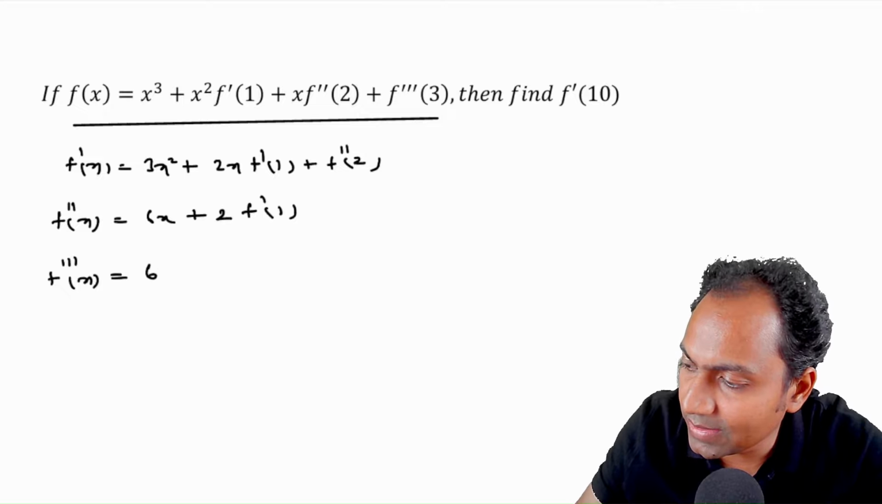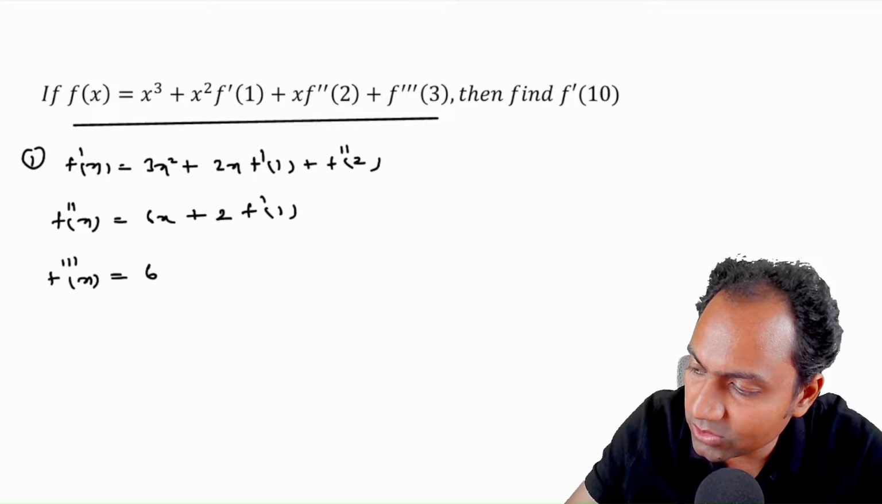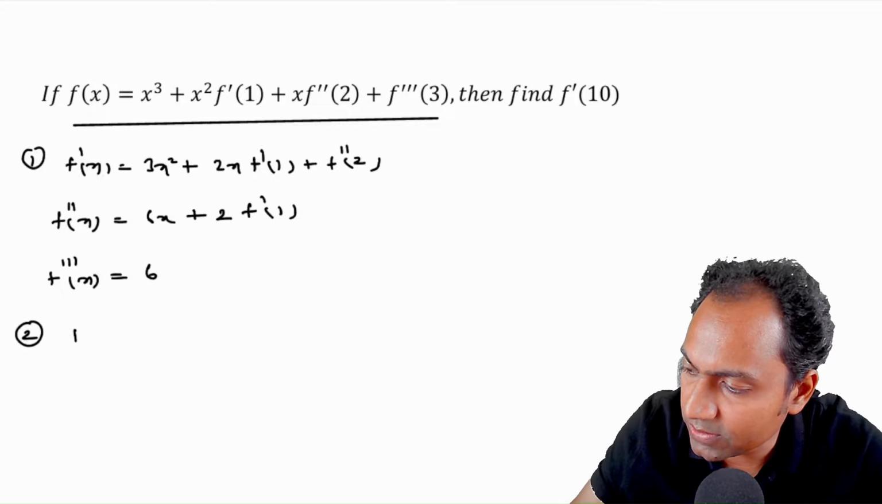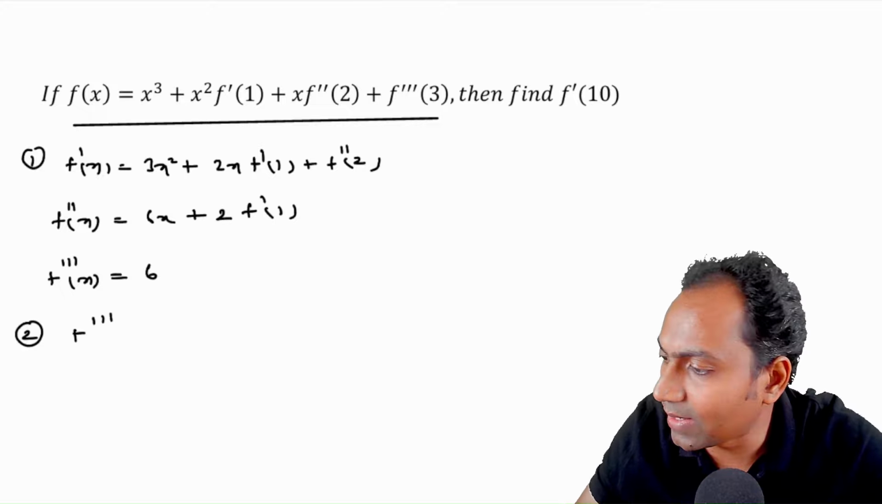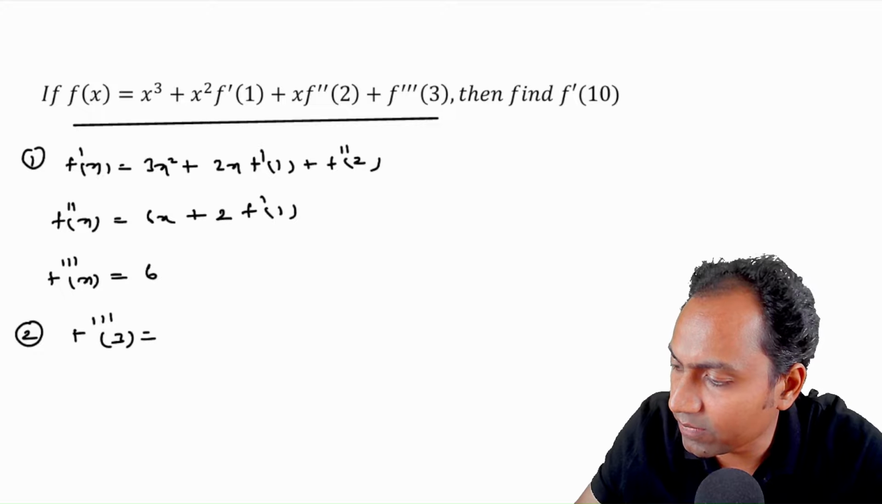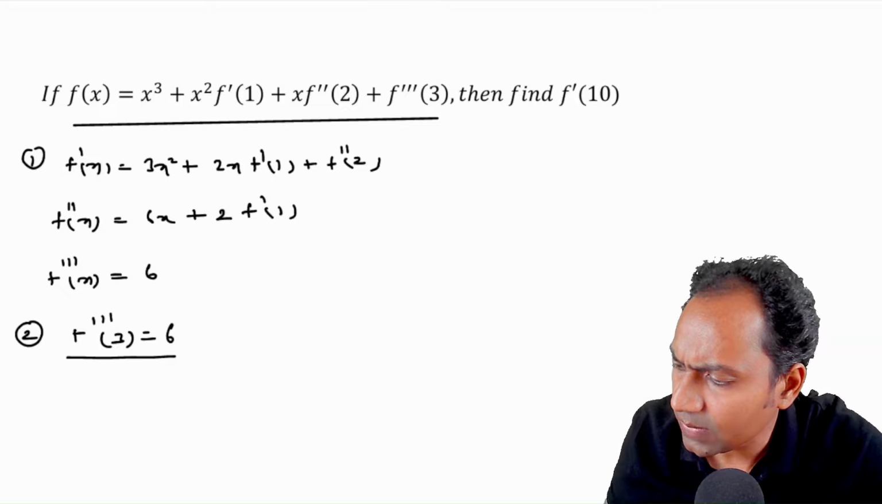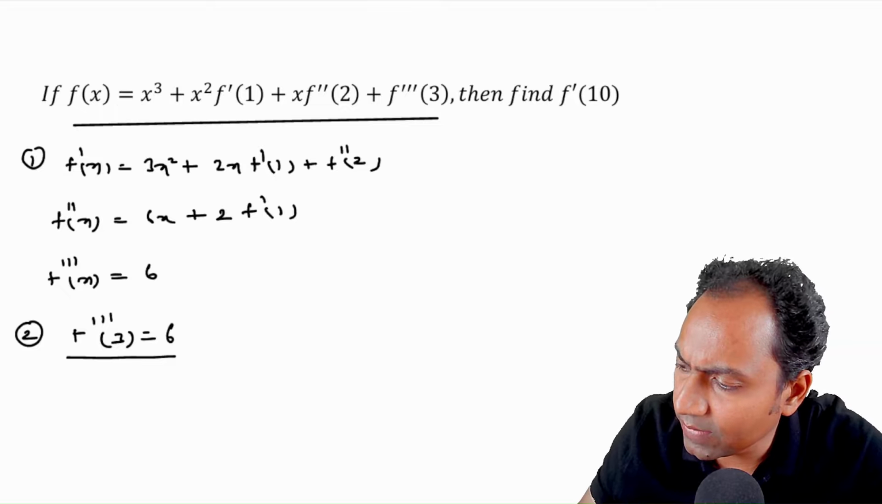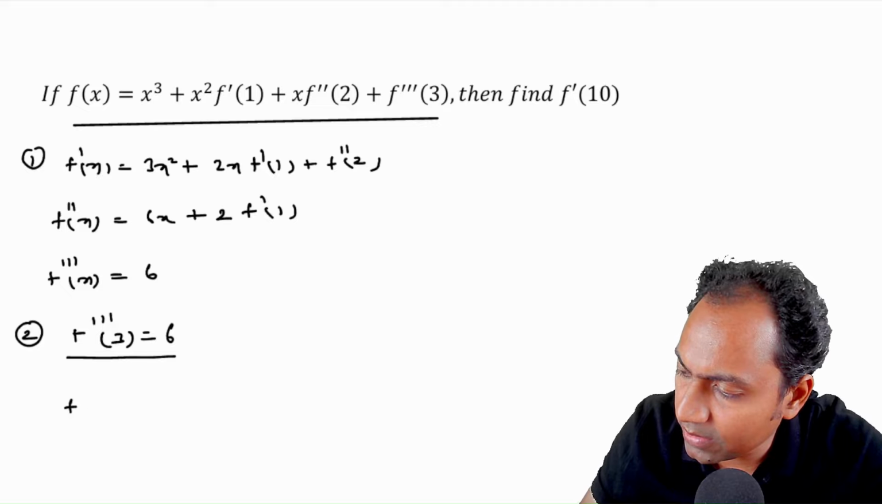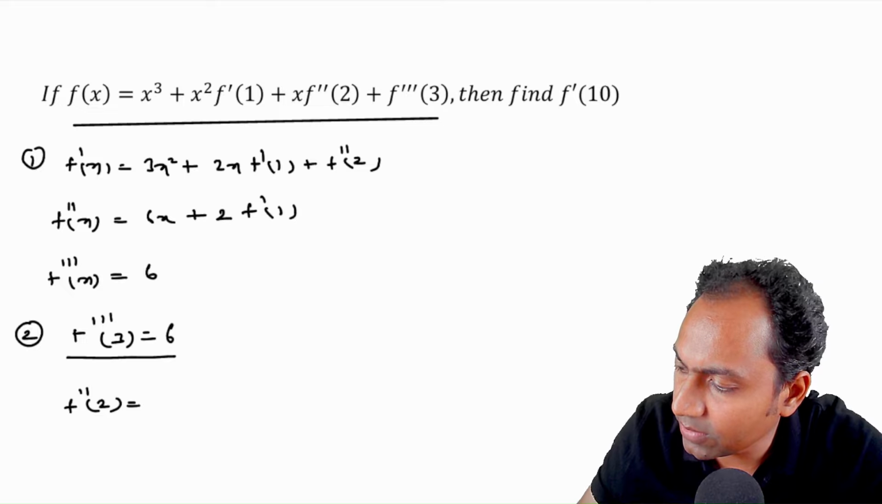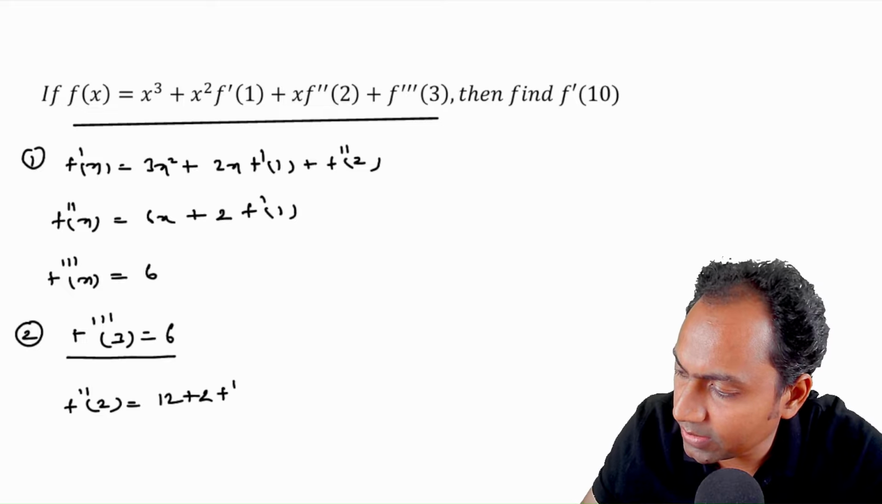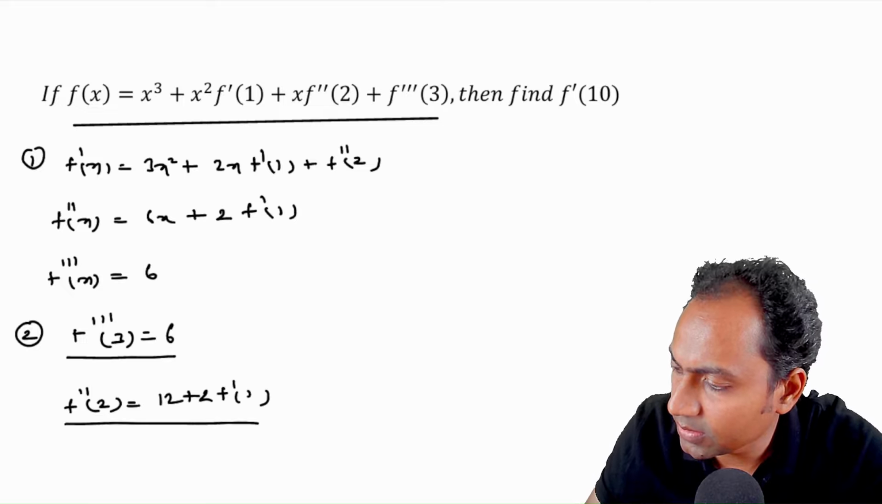So now let us start working in the reverse order in the next step. What we can do here is we can put the value of 3 here and get the value of f dash of 3, and you can see that it comes out to be nothing but 6. If I put in the second part 2, then what I get is f double dash of 2, and that is nothing but 12 plus 2 times f dash of 1. This is another thing that I'm getting.